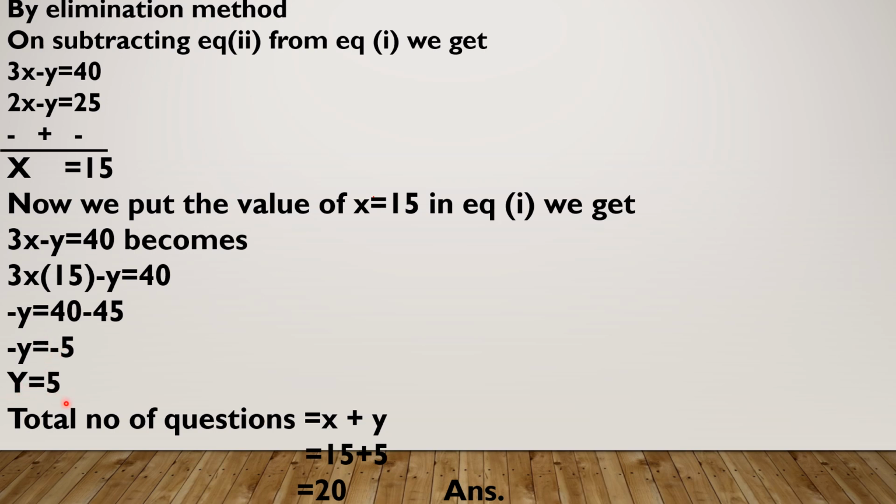So after getting the value of x equals 15 and y equals 5, here x represents the number of correct answers and y represents the number of incorrect answers. If we add both x and y, we get the total number of questions in the test. So on adding x plus y, we get 15 plus 5 equal to 20. So this is the required answer which we want in the question, that the total number of questions in the test is 20.